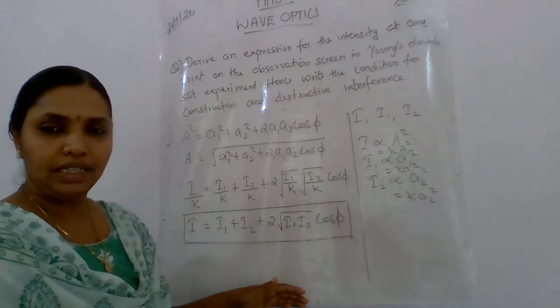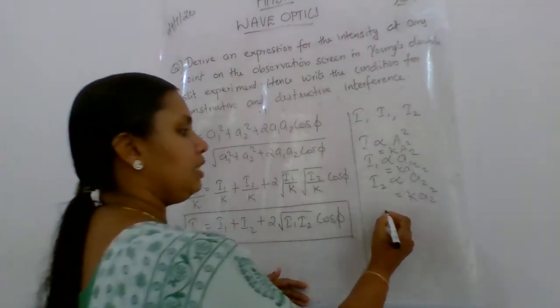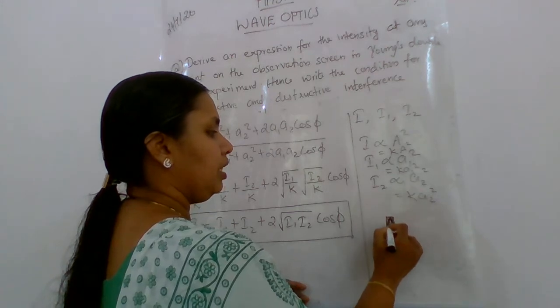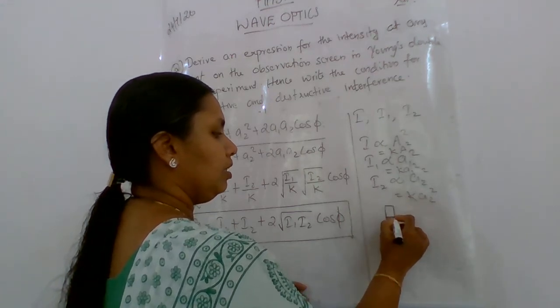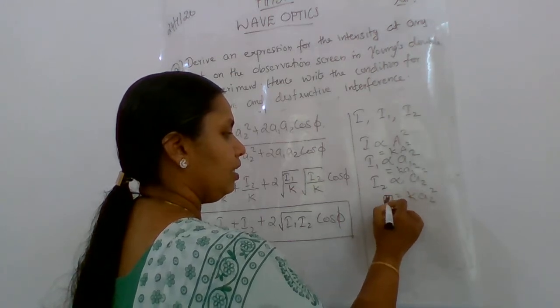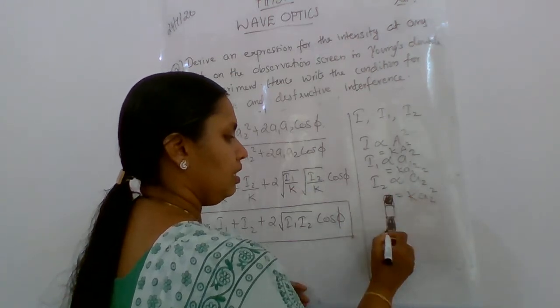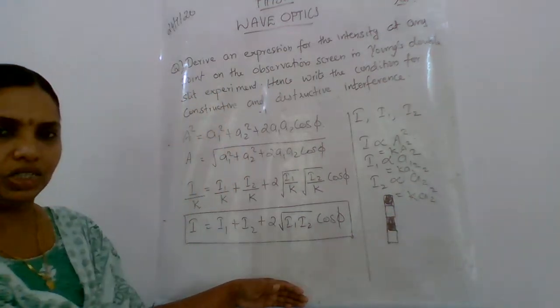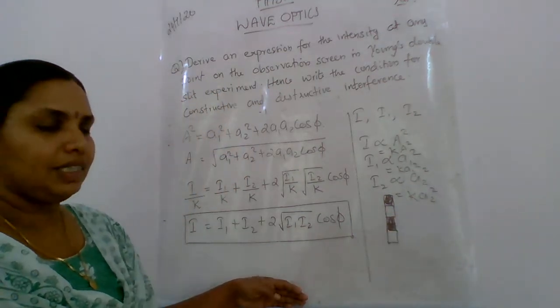So how does the intensity vary? We know that intensity is varying, isn't it? At one place it is bright, that is the center portion, it is bright, then it is dark, and here it is dark, next it is bright. So alternately we are getting dark and bright bands. That is, the intensity is varying.